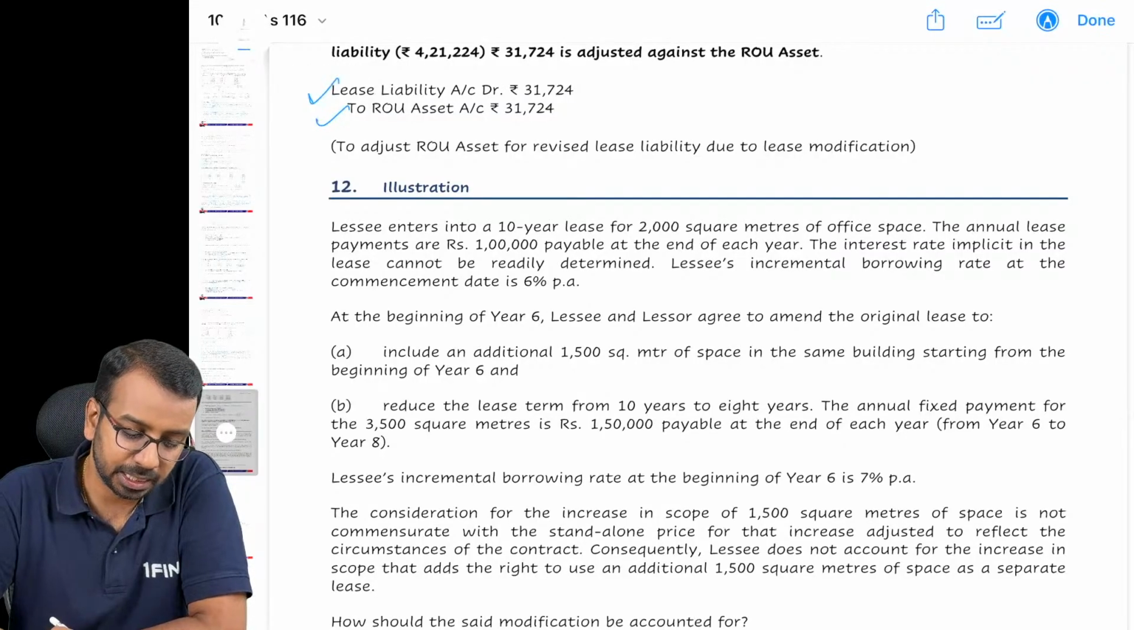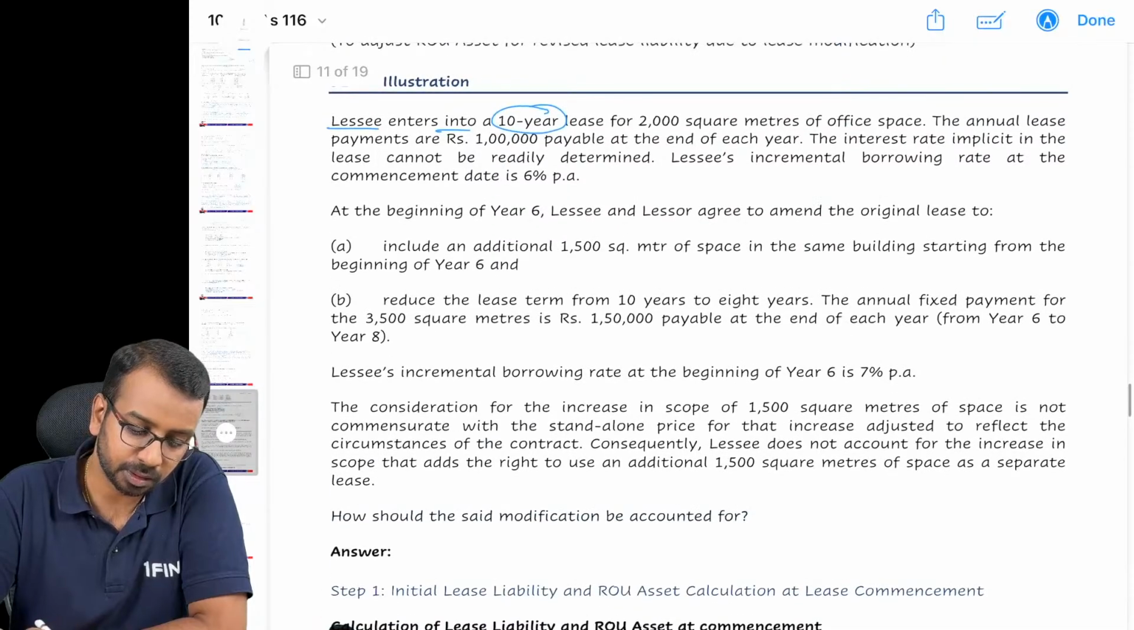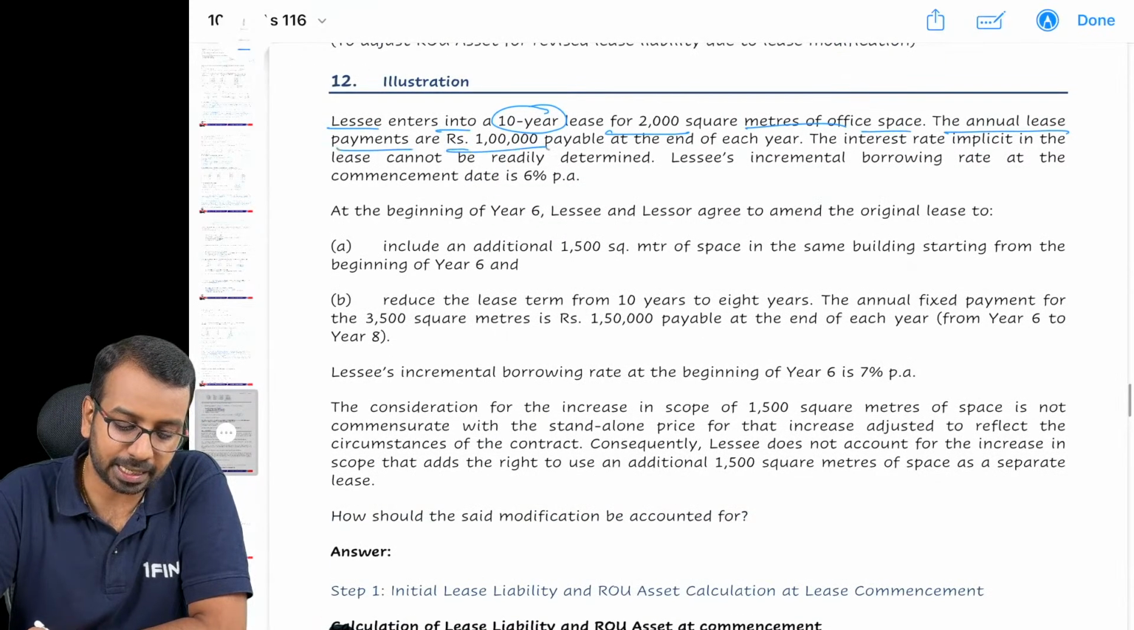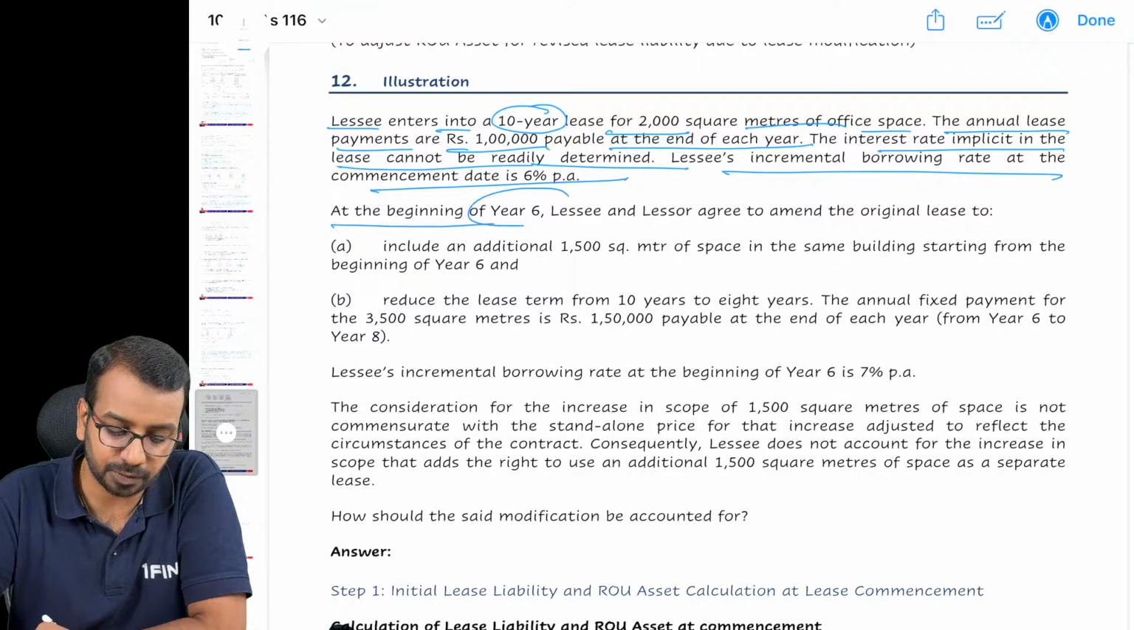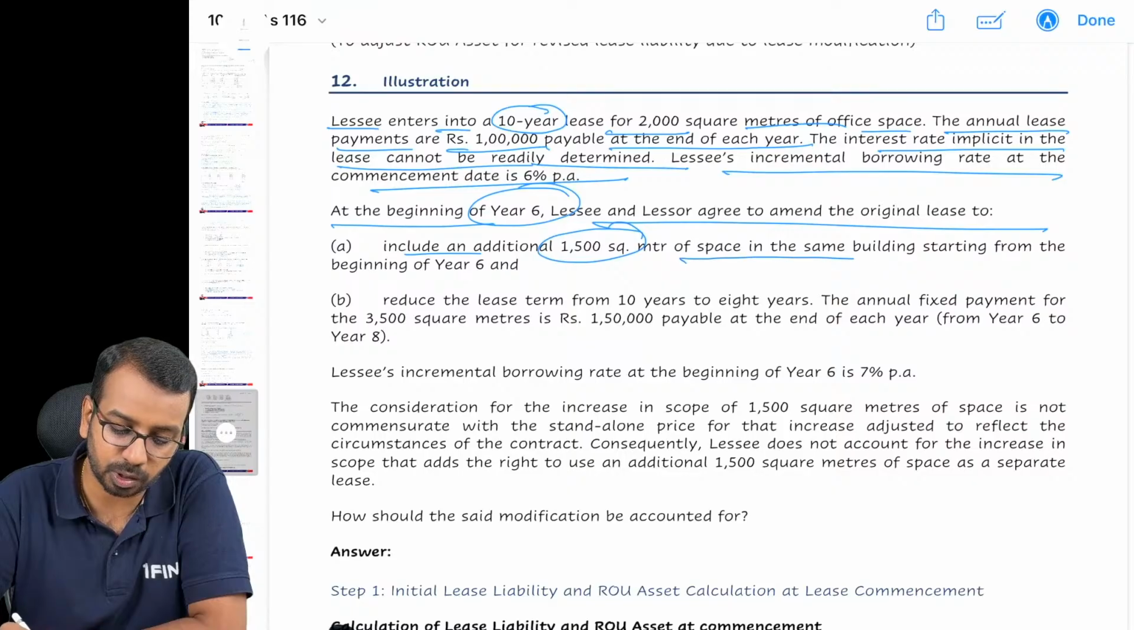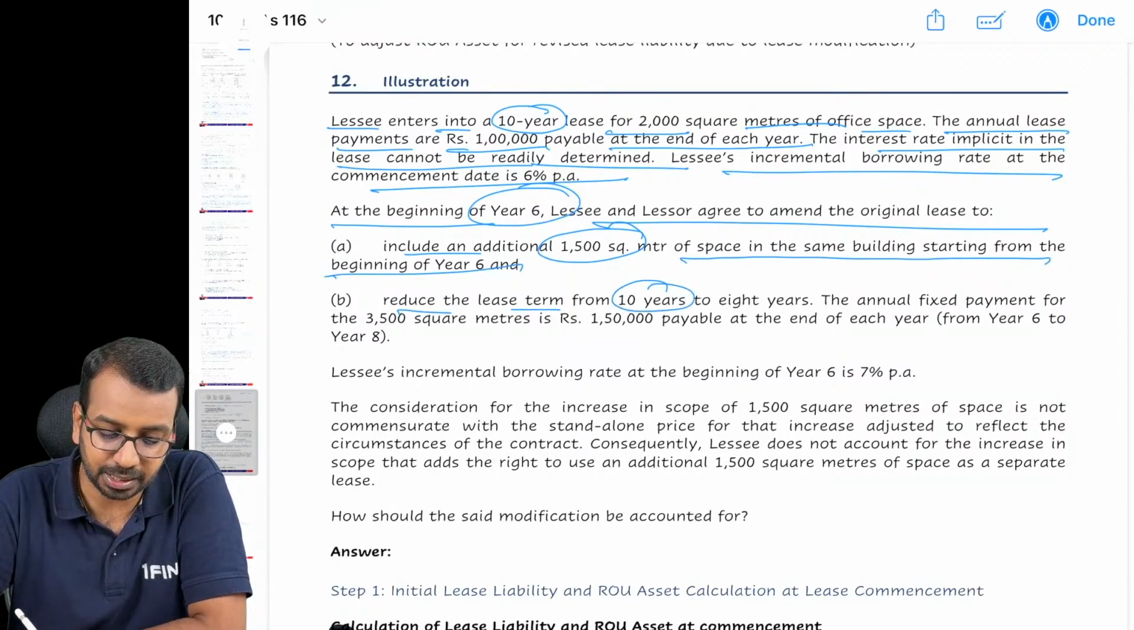Then lessee enters into a 10-year lease for 2000 square meters of office space. Annual lease payments are 1 lakh at the end of each year. Interest rate cannot be readily determined. Incremental borrowing rate is 6%. At the beginning of year 6, they agree to amend the original lease to include an additional 1500 square meters of space from year 6. Reduce the lease term from 10 years to 8 years.